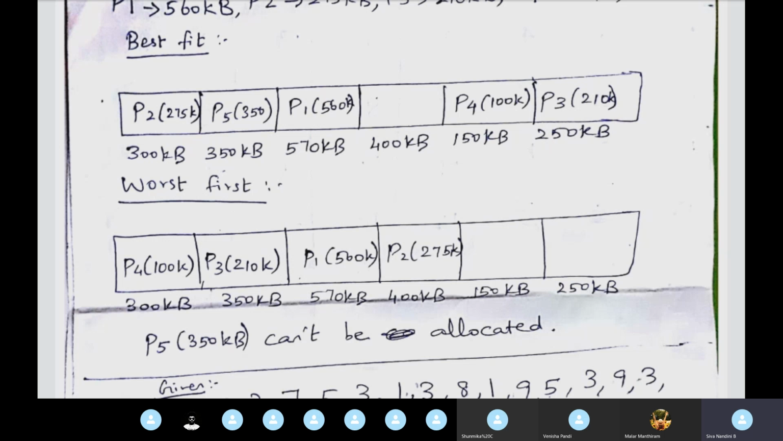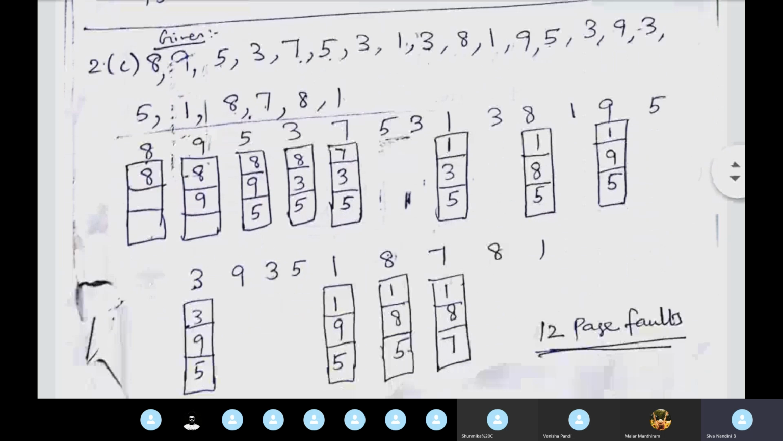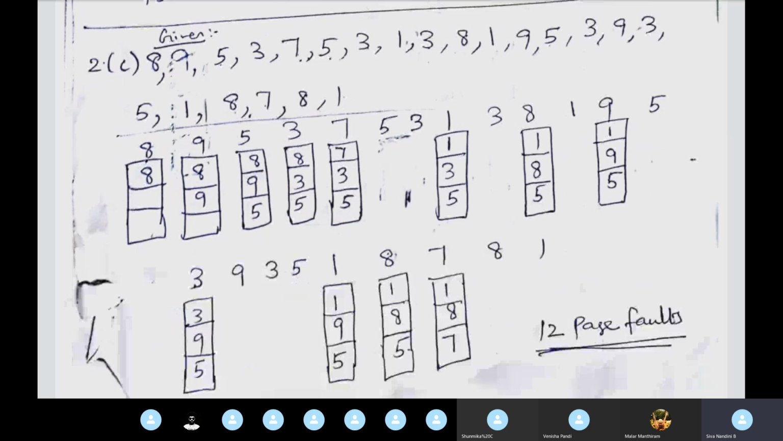Okay, next problem. You see this page replacement algorithm problem. Many have written this one wrongly, I don't know why. In the question, the reference string is given and they have asked to do the page replacement using the optimal algorithm and find how many faults. We are having 3 frames, so initially we will draw a memory block of 3 frames.